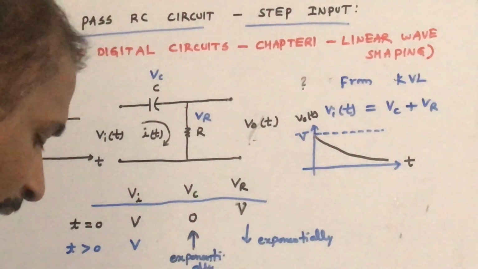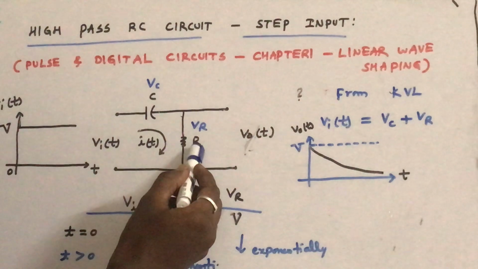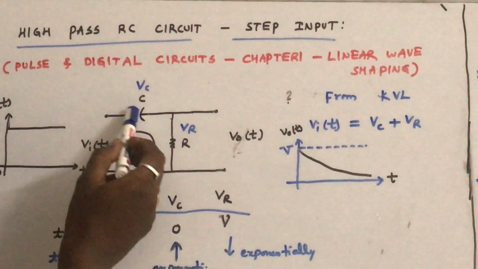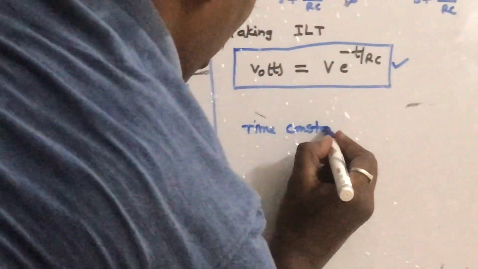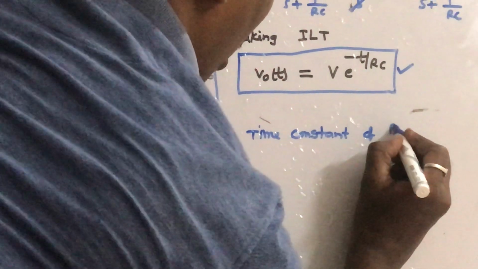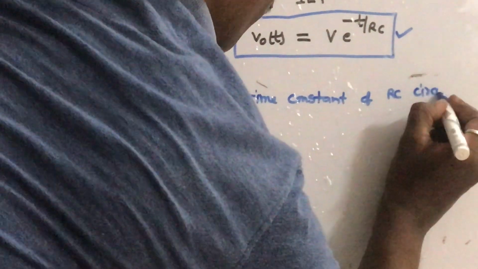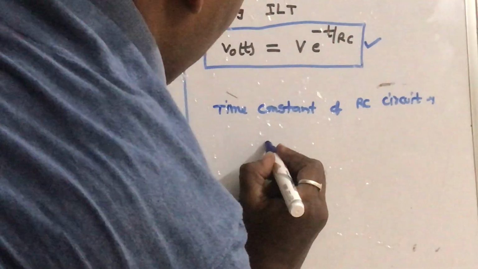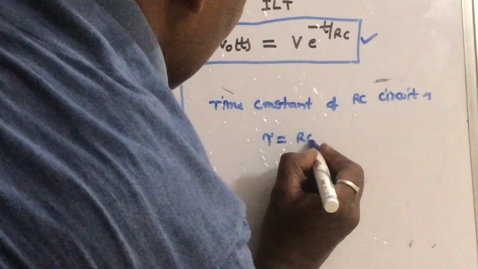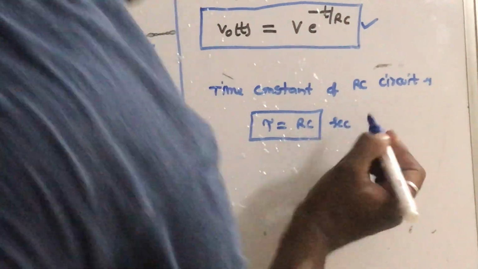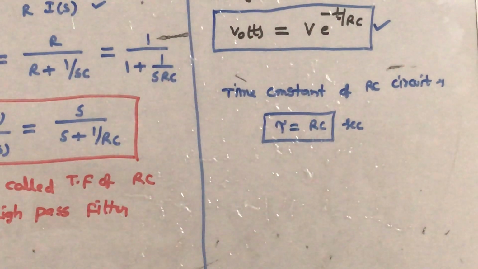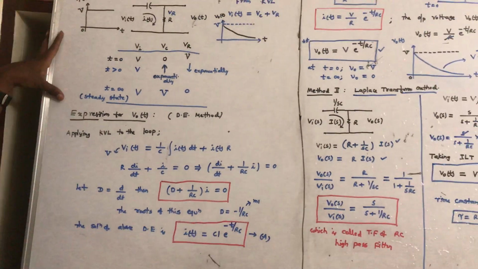Finally, we write another very important formula: the time constant of the RC circuit is tau equal to RC seconds. Since it is a time constant, the unit is seconds. So this is all about the derivation of the RC high pass circuit with step input.